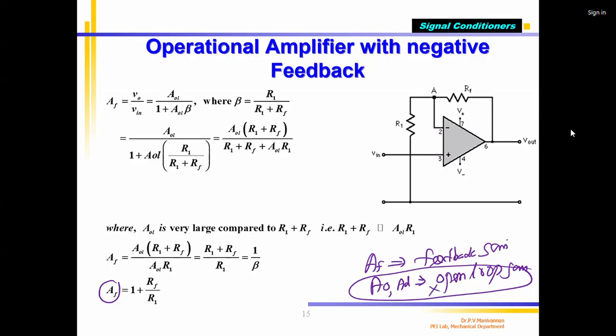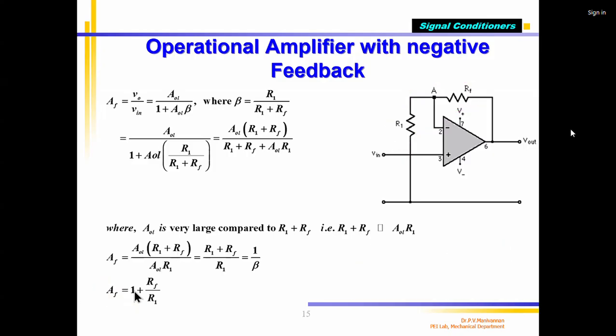You cannot change it. But you can modify the feedback gain with negative feedback, which is represented as AF, by modifying the resistance values of these 2 resistors. Modifying the ratio of these 2 resistance values, I can change the feedback gain, which is represented as AF. So how is it done? We know that gain equals output divided by input.